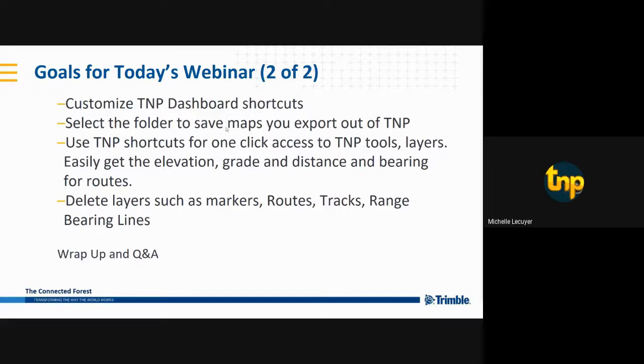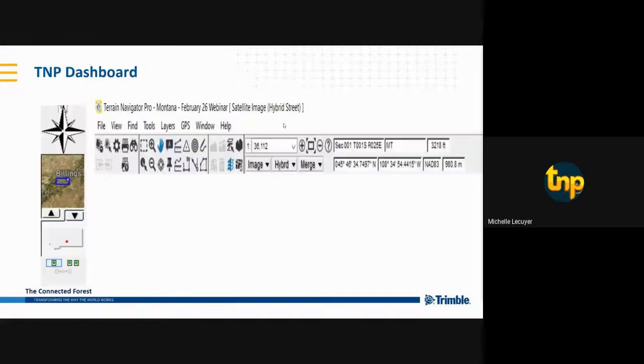You can use the TNP shortcuts for one-click access to the tools and the layers, and easily get the elevation, grade, and distance and bearing for routes and other layers, such as range bearing lines. Learn how to delete layers such as markers, routes, tracks, and range bearing lines. And we'll finish up this afternoon's webinar with a question and answer. So just so we've got a screen here looking at the TNP dashboard, we're going to be covering these items here, each of the different sections. This is the overview of what we'll be looking at this afternoon.